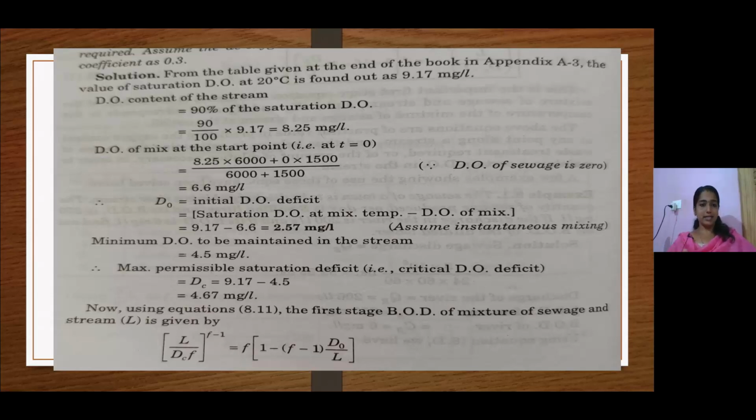So you have to calculate the DO content in the stream and the next step is dissolved oxygen of mix at the start point, that is where the disposal takes place, at the disposing point, that is T is equal to 0. Here you can use the equation, that is concentration C is equal to Cs into Qs plus Cr into Qr divided by Qs plus Qr. This is the equation and here the first DO content in the stream is 8.25 and the rate of flow is given in the question itself, and the DO content in the sewage is 0 because of the maximum pollution. The DO content in the sewage is 0 and the rate of flow is already given and you can calculate the DO of mix at the starting point, that is 6.6 milligram per liter.